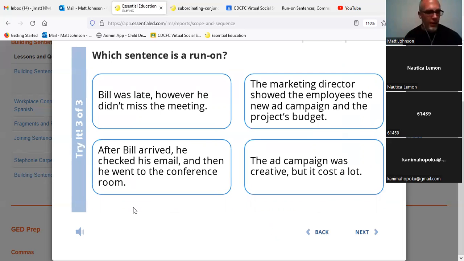All right, run-on sentence here. So, Kate, how about we go to you? Which one is a run-on sentence?